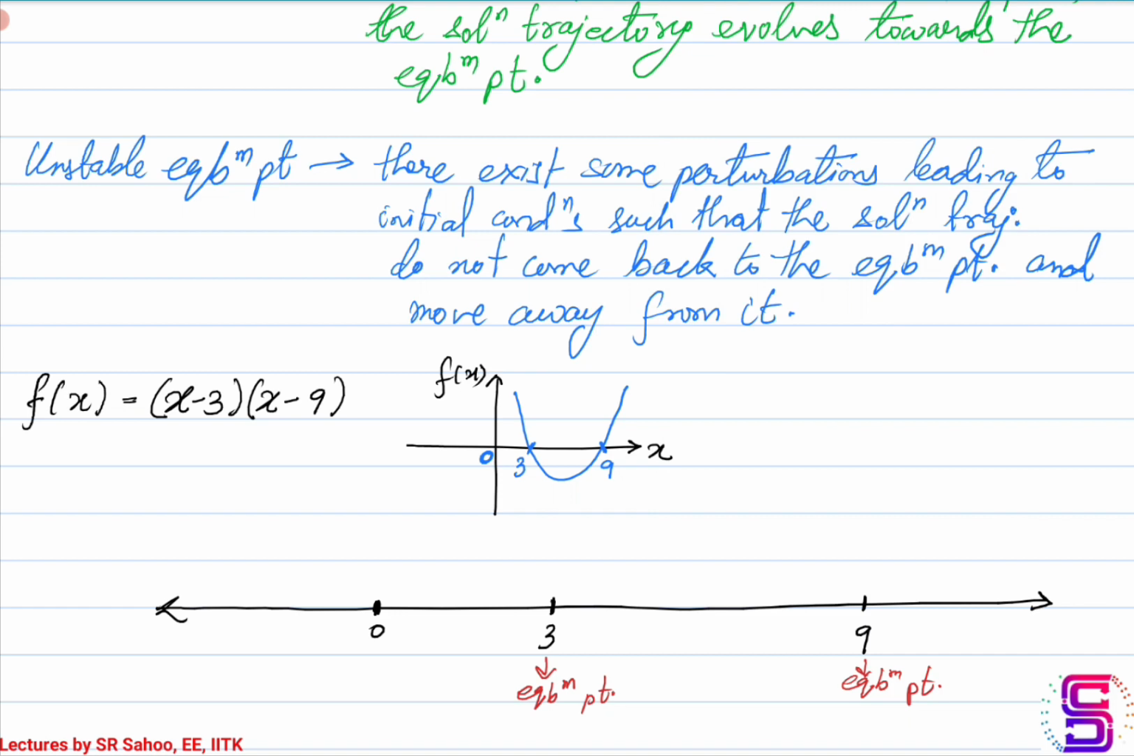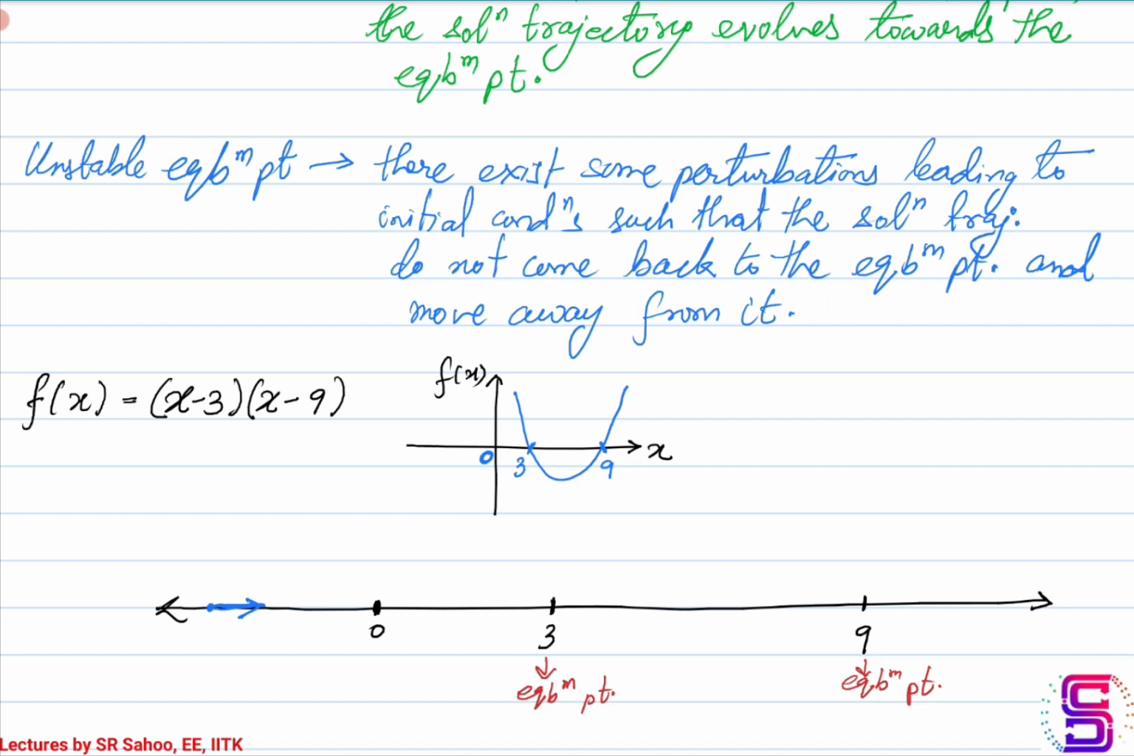For every point to the left of 3, f of x is positive, which means x dot is positive. So the arrows, or the vectors, that you will have at points to the left of 3 will always be pointing towards the right side. For example, if you choose a point here, the arrow here is likely going to point like this. I will not be peculiar about the magnitude in this particular example.